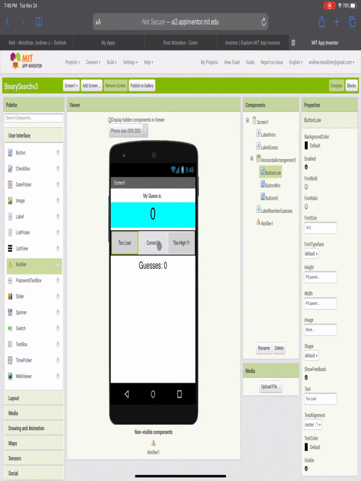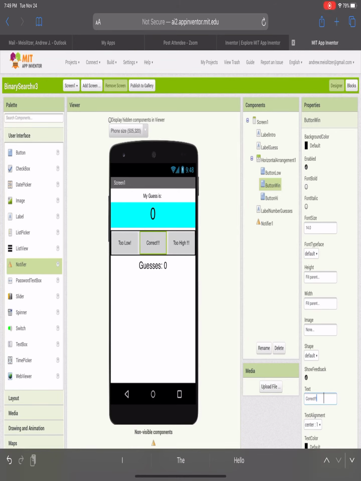I repeated that process with the middle button. I renamed this button win. You could rename it to button correct if you want as well. But I did that, and I went down here. I changed the text to correct. And then I did the same thing with the height and the width. I changed to fill parent on both. Obviously, I'm going a little fast through this, so you can just pause the video as you're doing this so you can catch up.